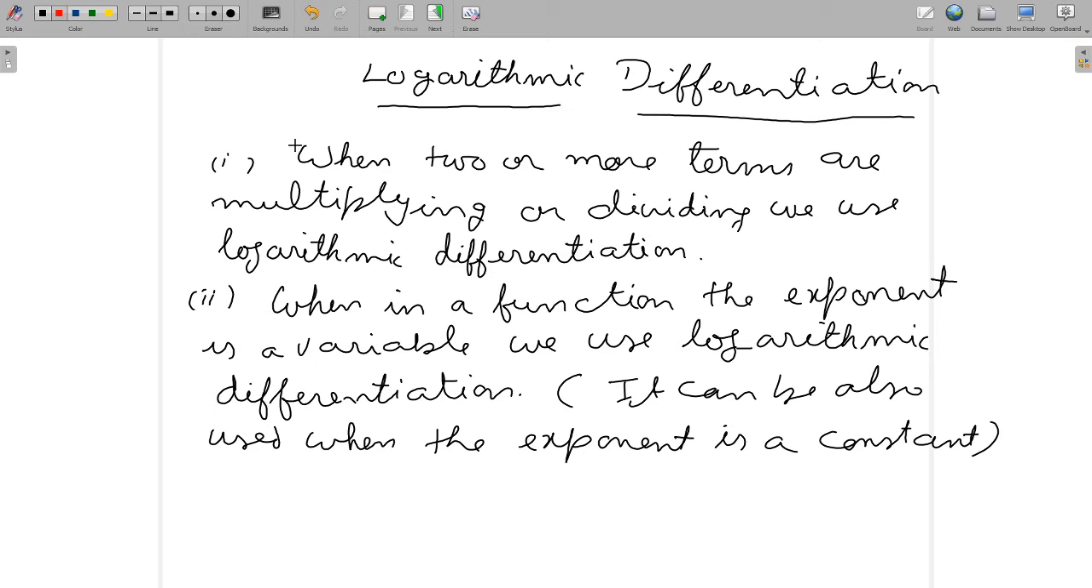Logarithmic differentiation. First, let us learn where logarithmic differentiation is to be applied. When two or more terms are multiplying or dividing, we use logarithmic differentiation because it makes our work very easy. Second, when the exponent in a function is a variable, we use logarithmic differentiation. It can be used even when the exponent is a constant, but when the function's exponent is a variable, we definitely have to use logarithmic differentiation.